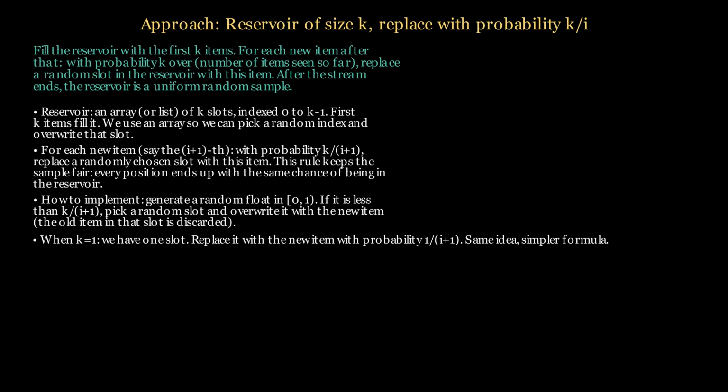To implement, generate a random float between 0 and 1. If it is less than K/(i+1), pick a random slot and overwrite it with the new item. The old item in that slot is discarded and we do not keep it anywhere. When K=1 we only have one slot, and we replace it with the new item with probability 1/(i+1). No probability math is required beyond that.